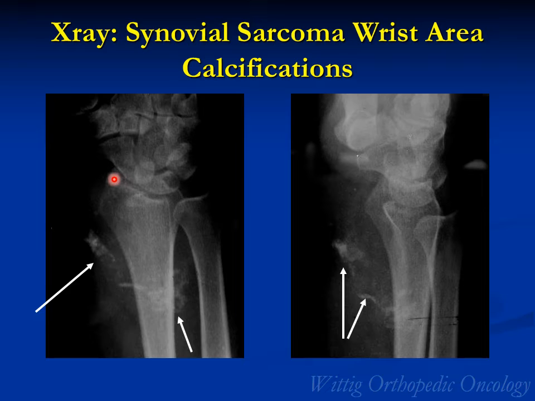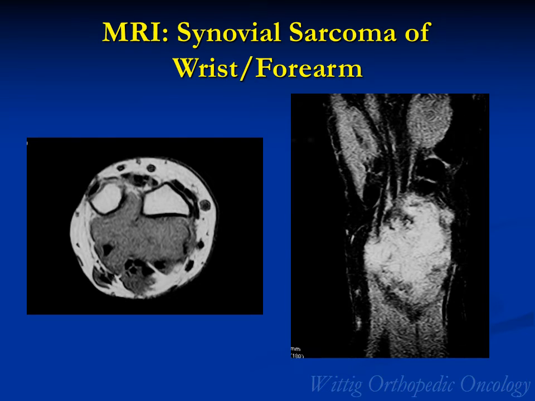This is an x-ray of a synovial sarcoma of the wrist area showing you calcifications. The calcifications can be stippled or can be very dense, very suggestive of a synovial sarcoma. This is showing you that same tumor on an MRI. Intermediate signal on the T1 weighted image and high signal on the T2.